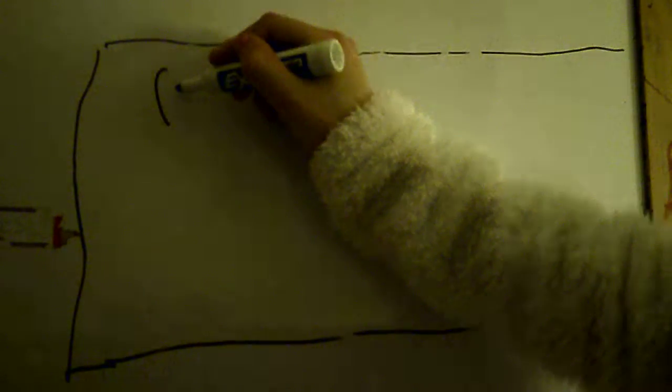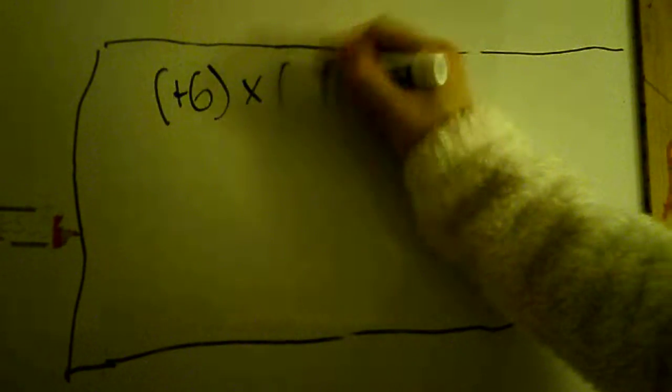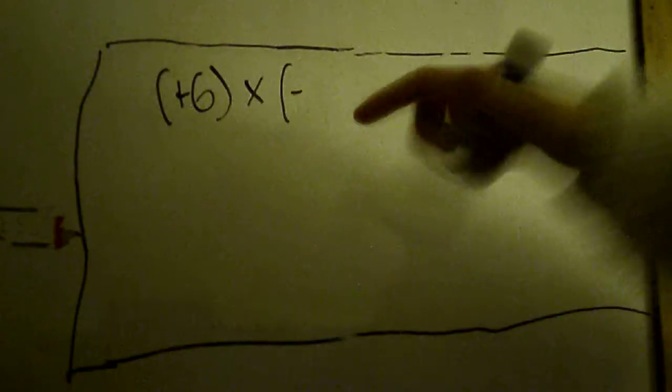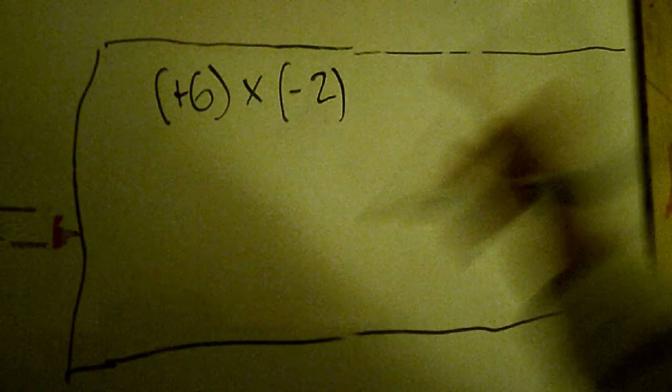So now I'm just going to review one more example of negative and positive because I know it's really confusing. It even confuses me sometimes. So I'm going to use positive 6 times negative 2. Let's do that.